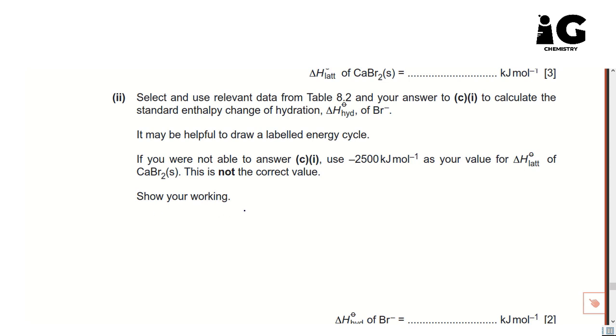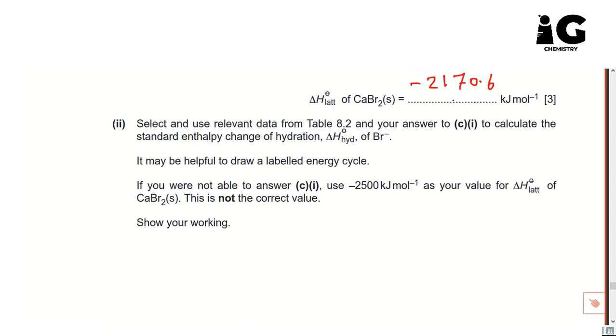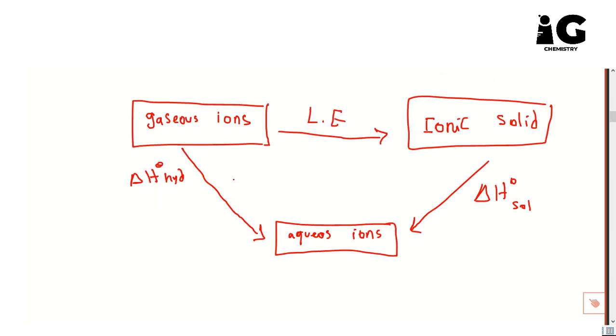So show your work. So actually we can use our value here, guys, for the lattice energy. So let's check. This is that enthalpy cycle generally. If we have gaseous ions, we have two routes. The direct route, which is hydration, the standard enthalpy change of hydration, to combine with water to form aqueous ions. And here we have another route, which is the indirect route.